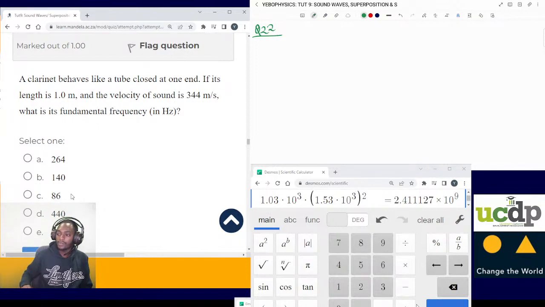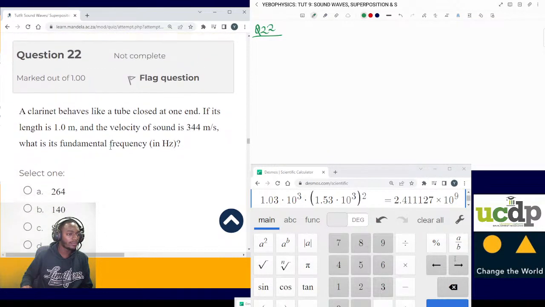Right, let's try out question 22. A clarinet behaves like a tube closed at one end. If its length is 1 meter and the velocity of sound is 344 meters per second, what is its fundamental frequency in hertz? What is its fundamental frequency?